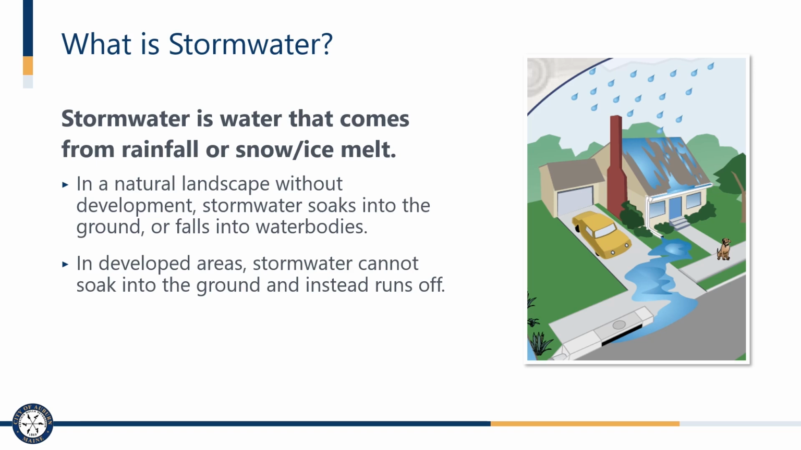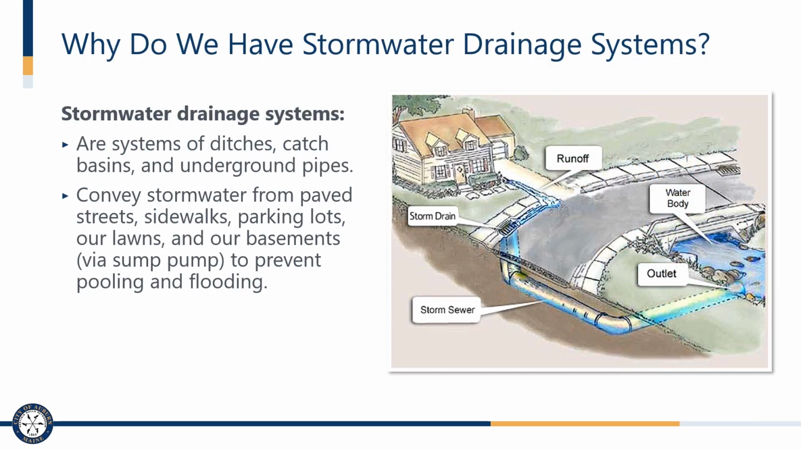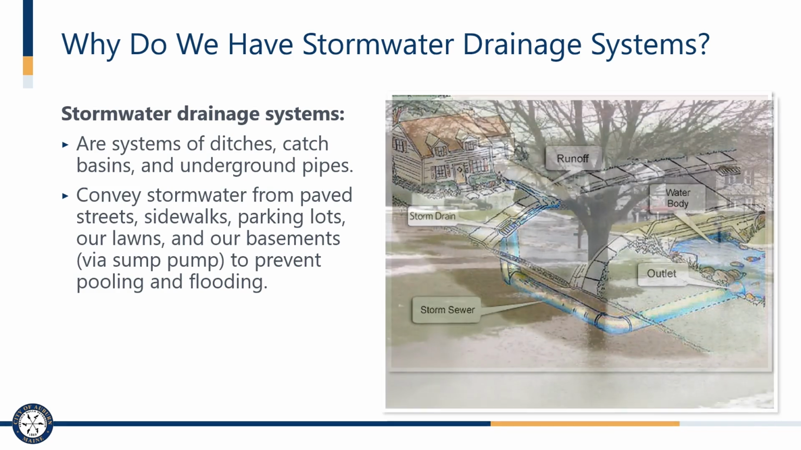However, in developed areas, stormwater cannot always soak into the ground. In fact, stormwater that lands on impervious surfaces like roads, sidewalks, parking lots, buildings, and houses flows on top of the ground, and it's called runoff. Drainage systems are used to control stormwater runoff. Drainage systems usually are made up of a combination of ditches, storm drains, and underground pipes. Together, they convey stormwater runoff away from our houses, lawns, streets, parking lots, and sidewalks. This helps to prevent stormwater from pooling and flooding.